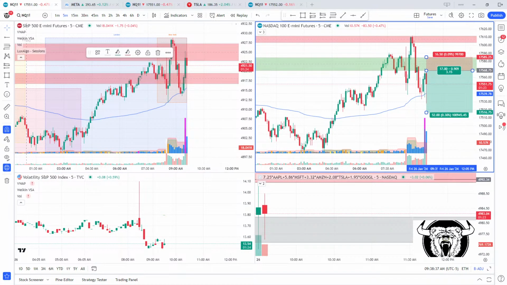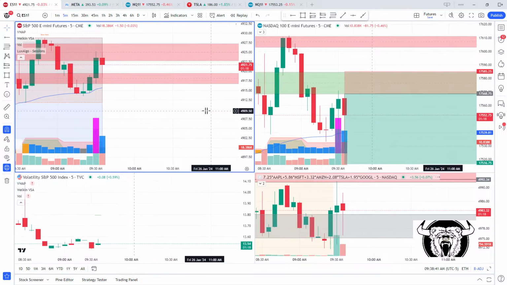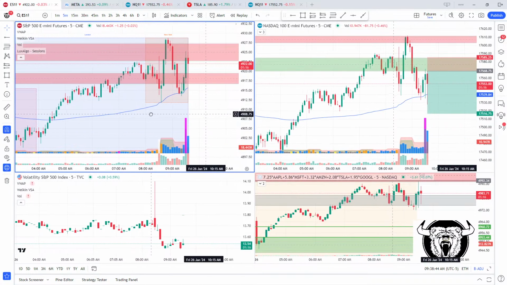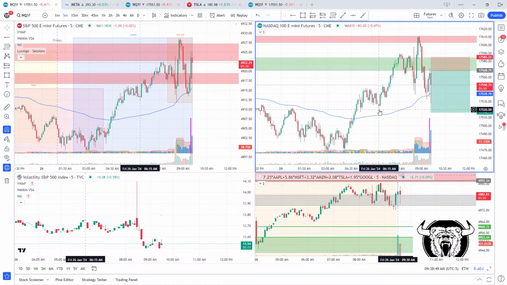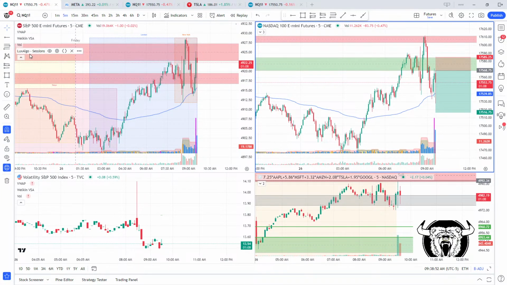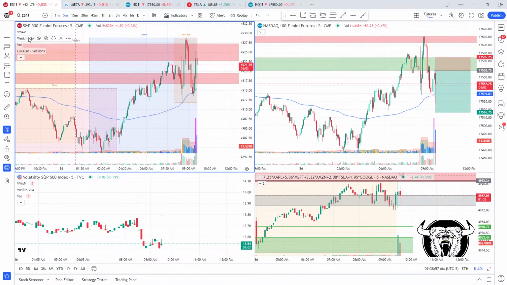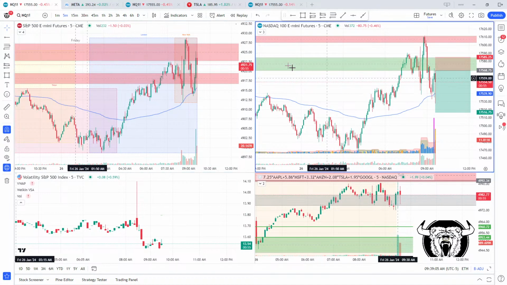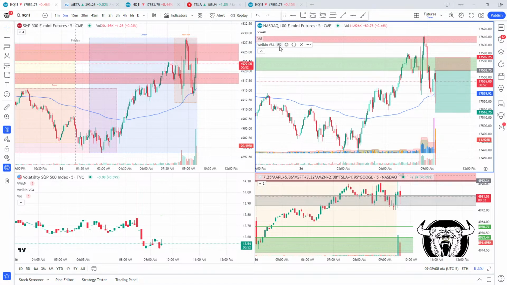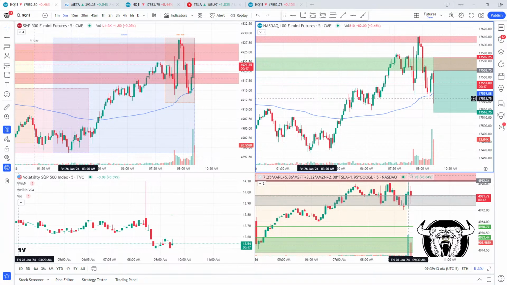Let's see where we're at. Let me get the extended back on there. I wonder if I should use the Lux Algo sessions on ES and NQ or just ES. I would just be able to see it on Nasdaq. Nah, I don't know.